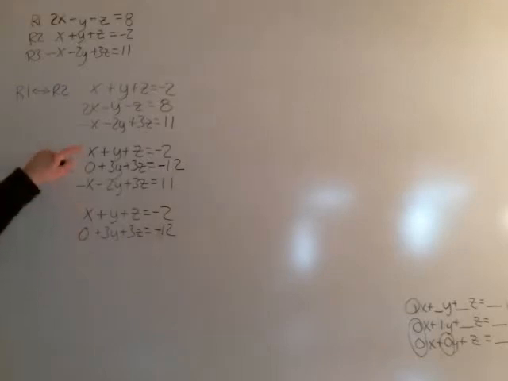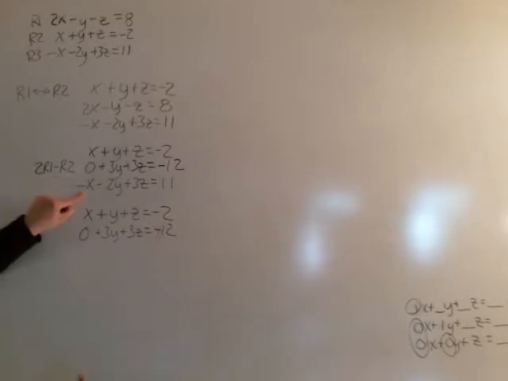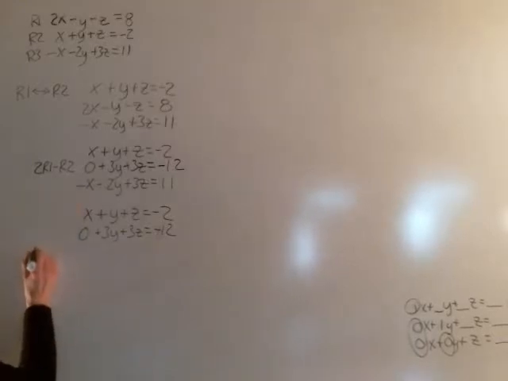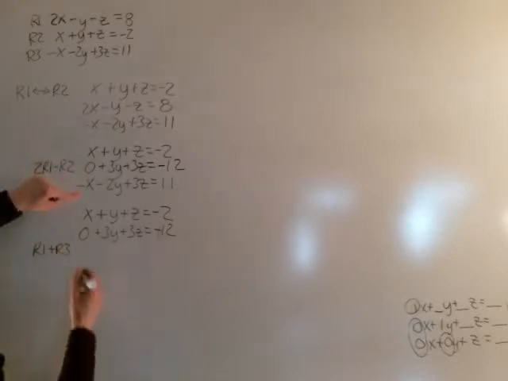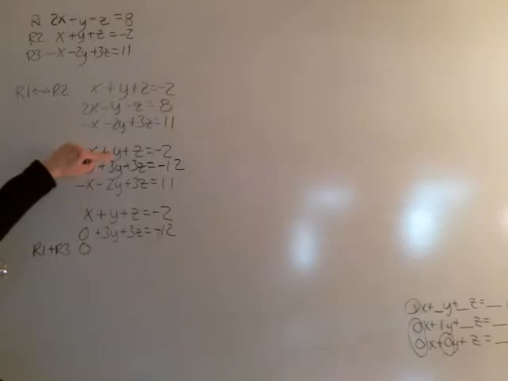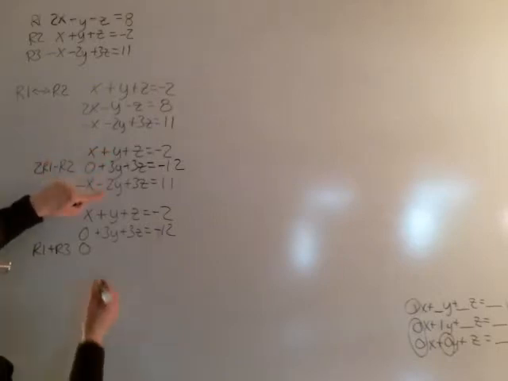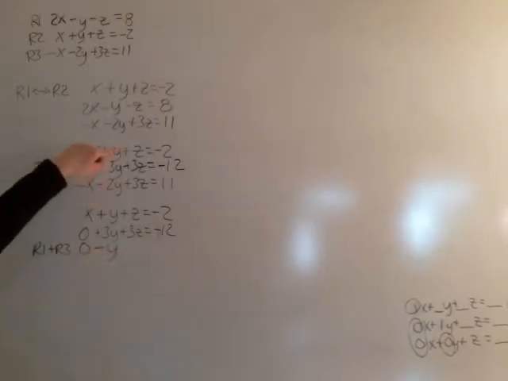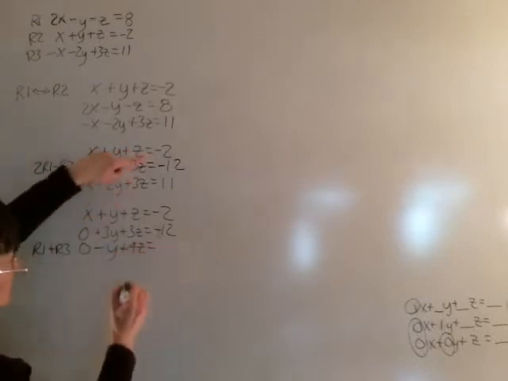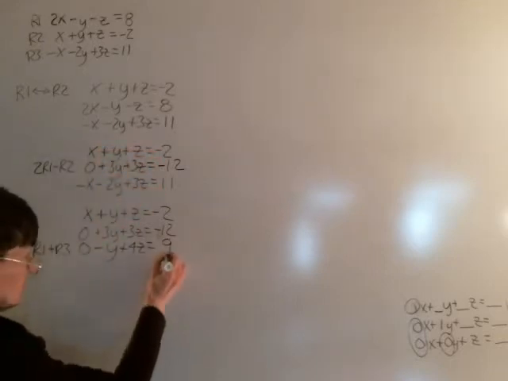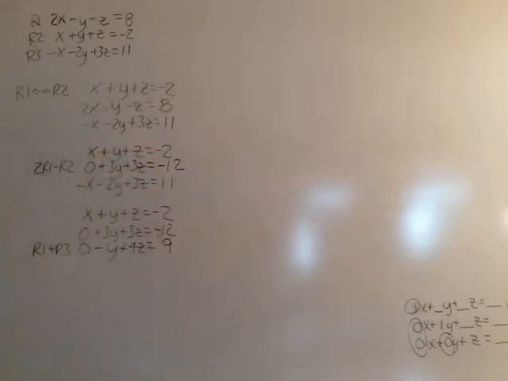But the third row, I can eliminate this coefficient. Here's a positive 1 and a negative 1. I can just add the two equations. I can just add R1 and R3, and then I'll get 0 for a coefficient of x. So this is just going to be R1 plus R3. So positive x minus x gives me 0. Positive y plus negative 2y gives me negative y. Positive z plus 3z gives me 4z, and negative 2 plus 11 gives me 9. All right, so here's my new system of equations.